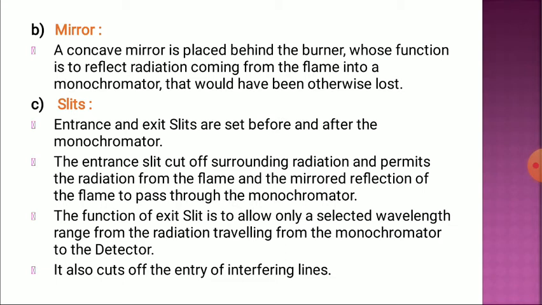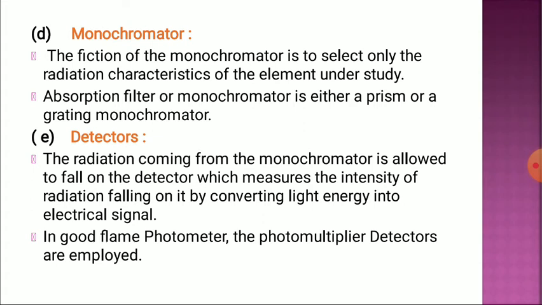Now the fourth one, monochromator. Okay, monochromator, the function of the monochromator is to select only the radiation characteristic of the element under study. The absorption filter or monochromator is either a prism or a grating monochromator.